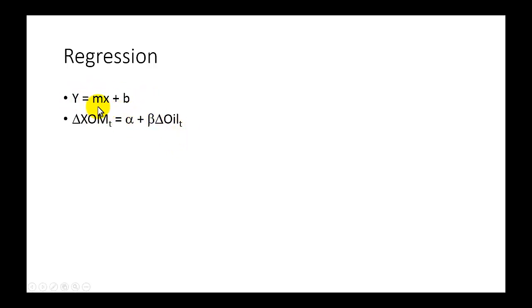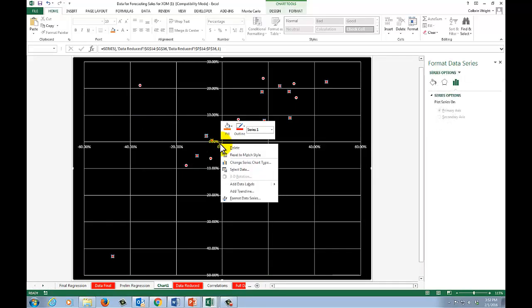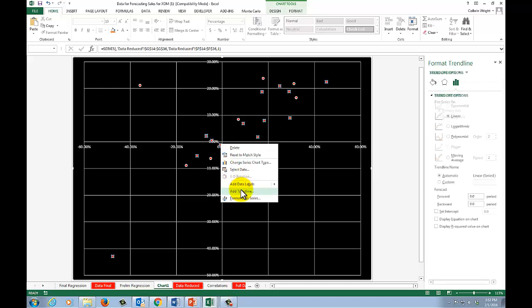So we want to define a relationship that will tell us if we know what the delta in oil will be, then we could estimate the change in Exxon Mobil. And we're just going to do it this way. Again, we're going to use y equals mx plus b, but I'm going to redefine m as beta. Our x variable will be our delta in oil, and we're going to redefine our y-intercept as alpha. So that's all regression does, and you can actually fit a line through this in Excel.